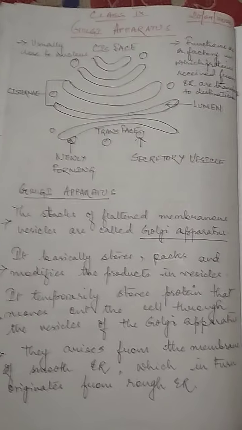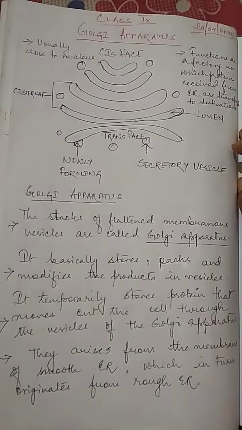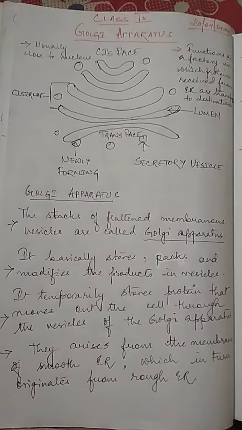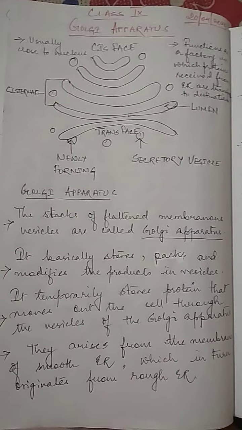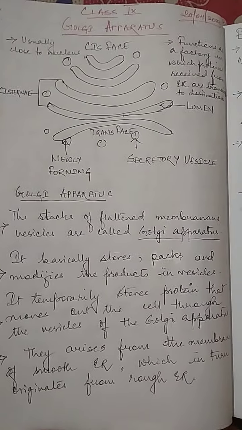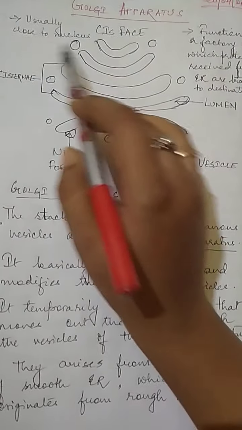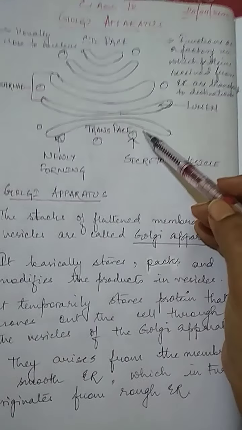Hello children, today we are going to have a brief description of the Golgi apparatus, as some of you had some problem in understanding it. Golgi apparatus or Golgi bodies are present in your cells. They are one such organelle and they are usually close to the nucleus, and the structure is something like this.